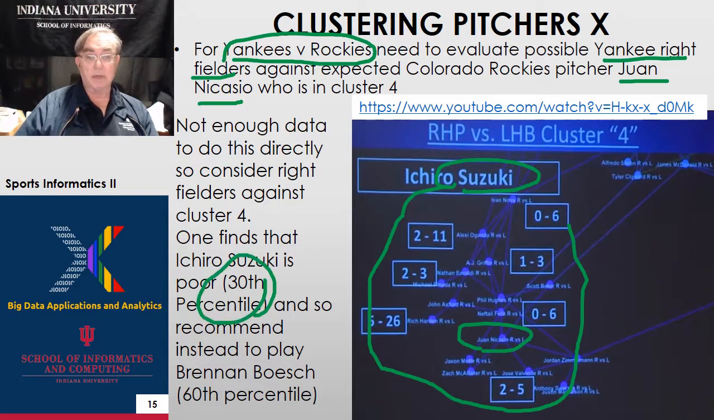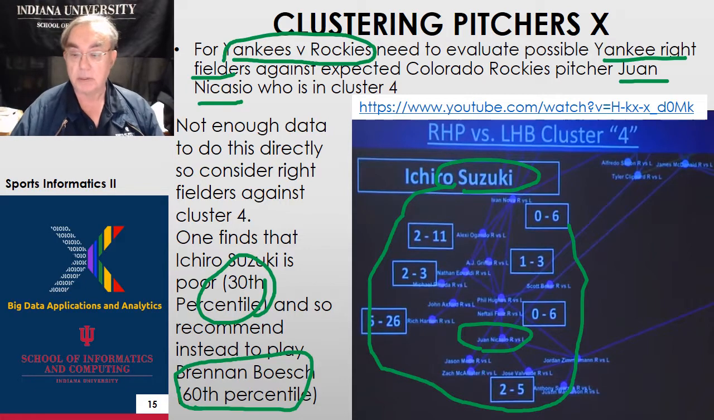And there's another possible right fielder, Brennan Boesch, who they could play, and when you do the same analysis, he's in the 60th percentile. So this tells you, instead of just taking this one pitcher and asking how the person did against this one pitcher, you take all pitchers in the cluster.